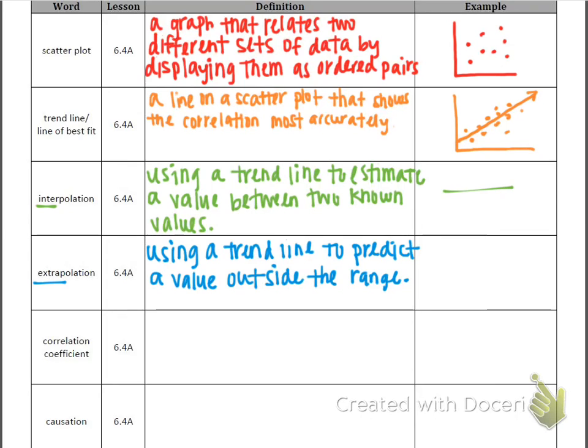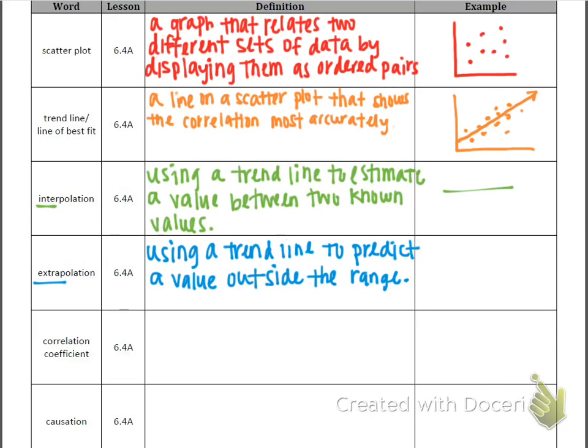Correlation is a relationship that two things have. For example, your age and your height could be correlated. Okay? The older you are, the taller, in theory, you are. Does that make sense? So those two things are correlated. Two things that are related to each other.